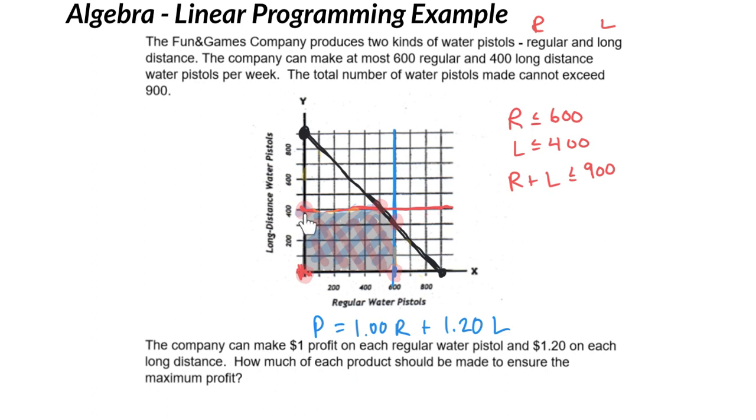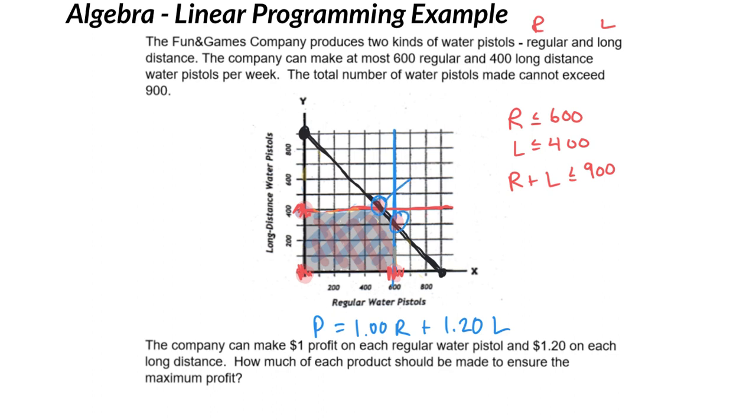Next, let's go up here. Make 0 regular and 400 long distance. You could type that in, 1 times 0, 1.20 times 400. But why would you choose to make only 400 items when you're allowed to make 900? You can type it in your calculator, but to me, it makes no sense. Same thing down here. You made 600 regular, so $1 times 600. But you chose to make no long distance. Again, if you could make 900 items, why not make all 900 items? Scratch that one out. These are the 2 that we are actually going to be concerned with.